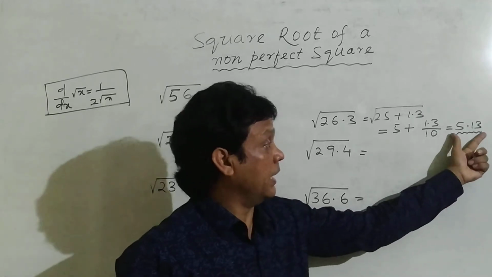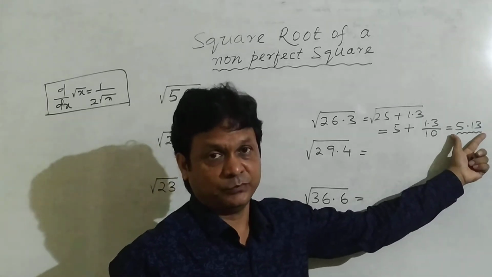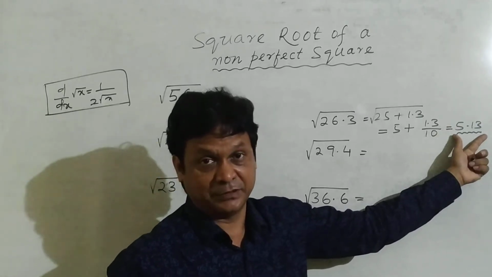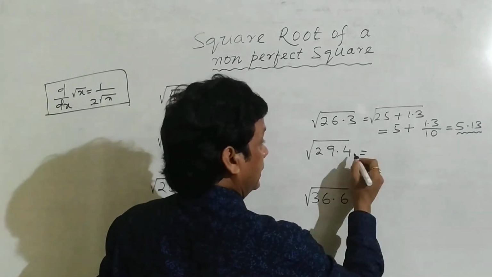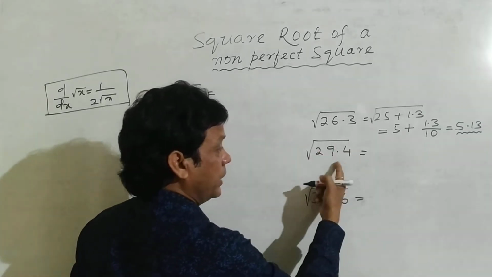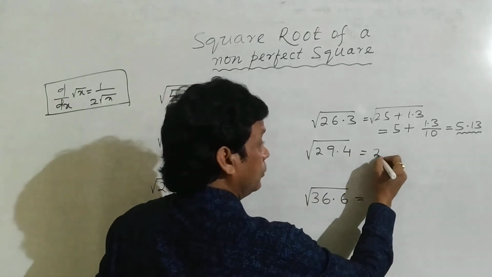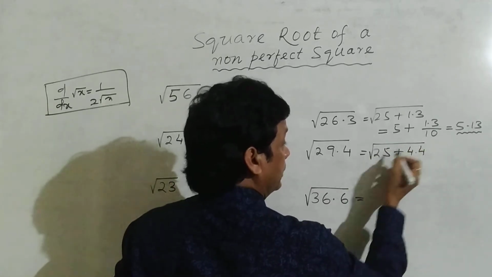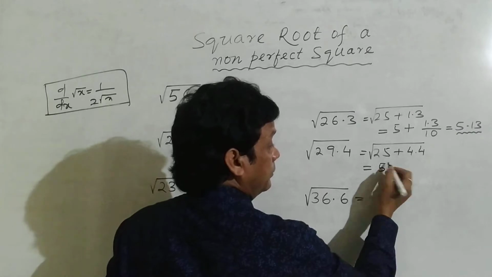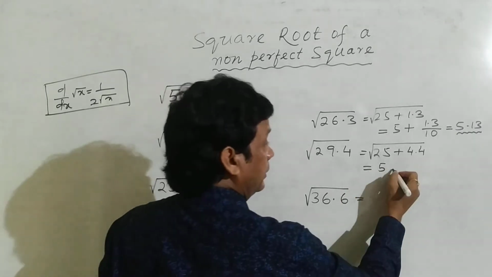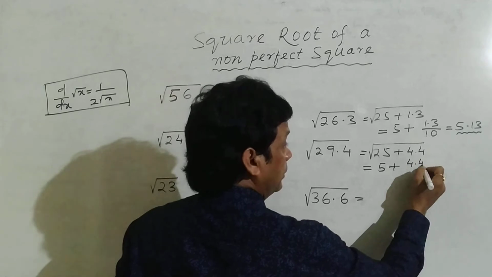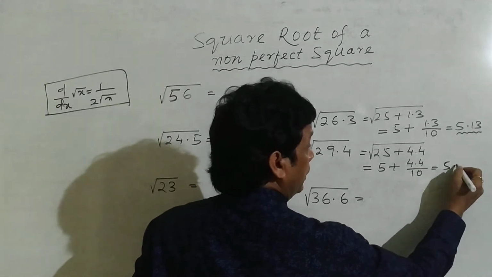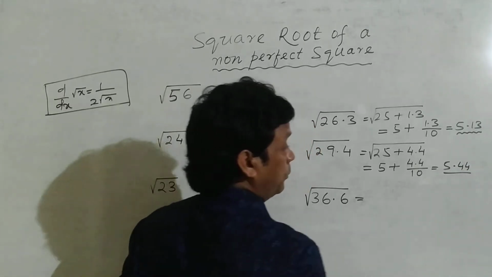After rounding you will get 5.13, not by the method of chopping but by rounding. That means approximately 5.13. See here, the same process. 25 is the perfect square nearest to 29.4. So I can write the square root of 25 plus 4.4. The square root of 25 is 5, then write plus, so 4.4 divided by 5 into 2, which is 10. So it is 0.44, so 5.44. This is the approximate answer.